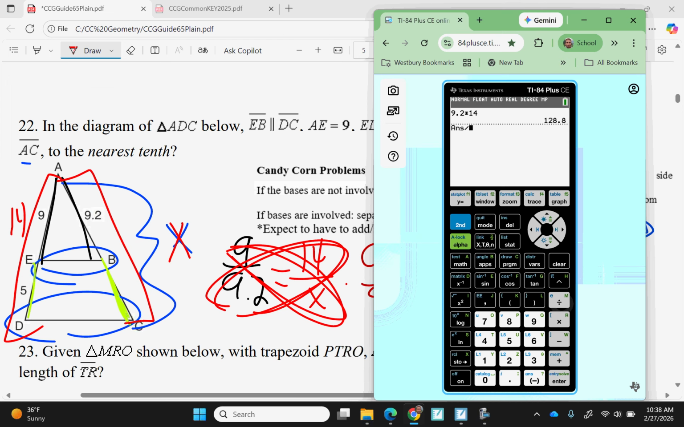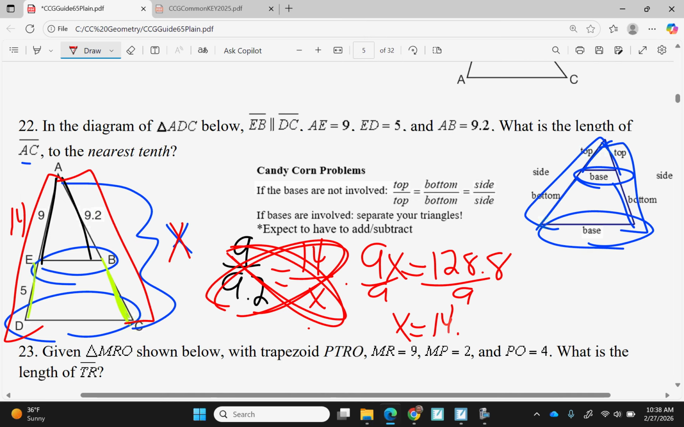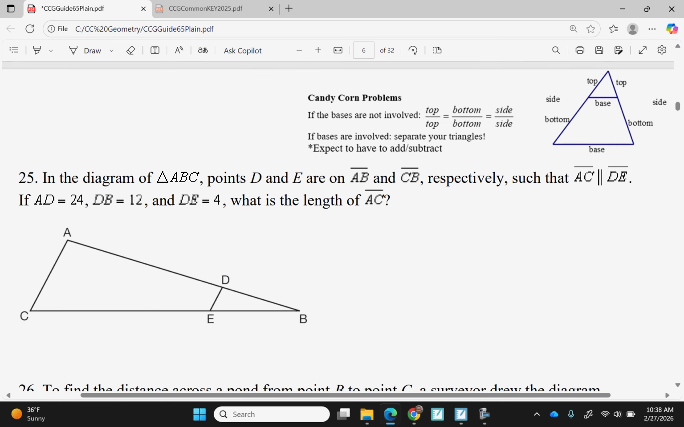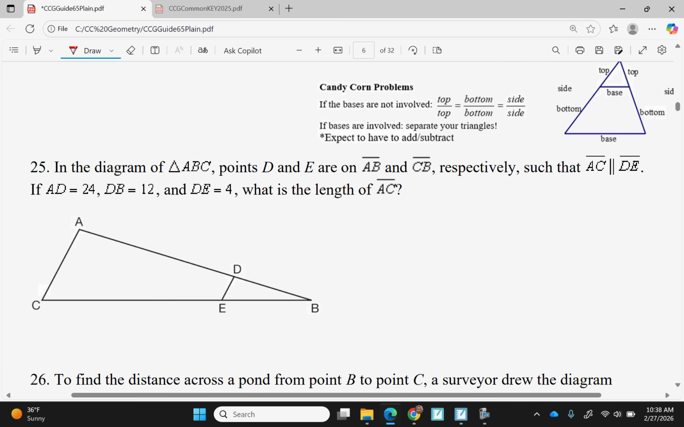128.8 divided by 9 to the nearest tenth is 14.3. So if the bases are not involved, we put the top over the top, the bottom over the bottom, the side over the side, and expect to have to add or subtract pieces. If the bases are involved, candy corn, bases separate.